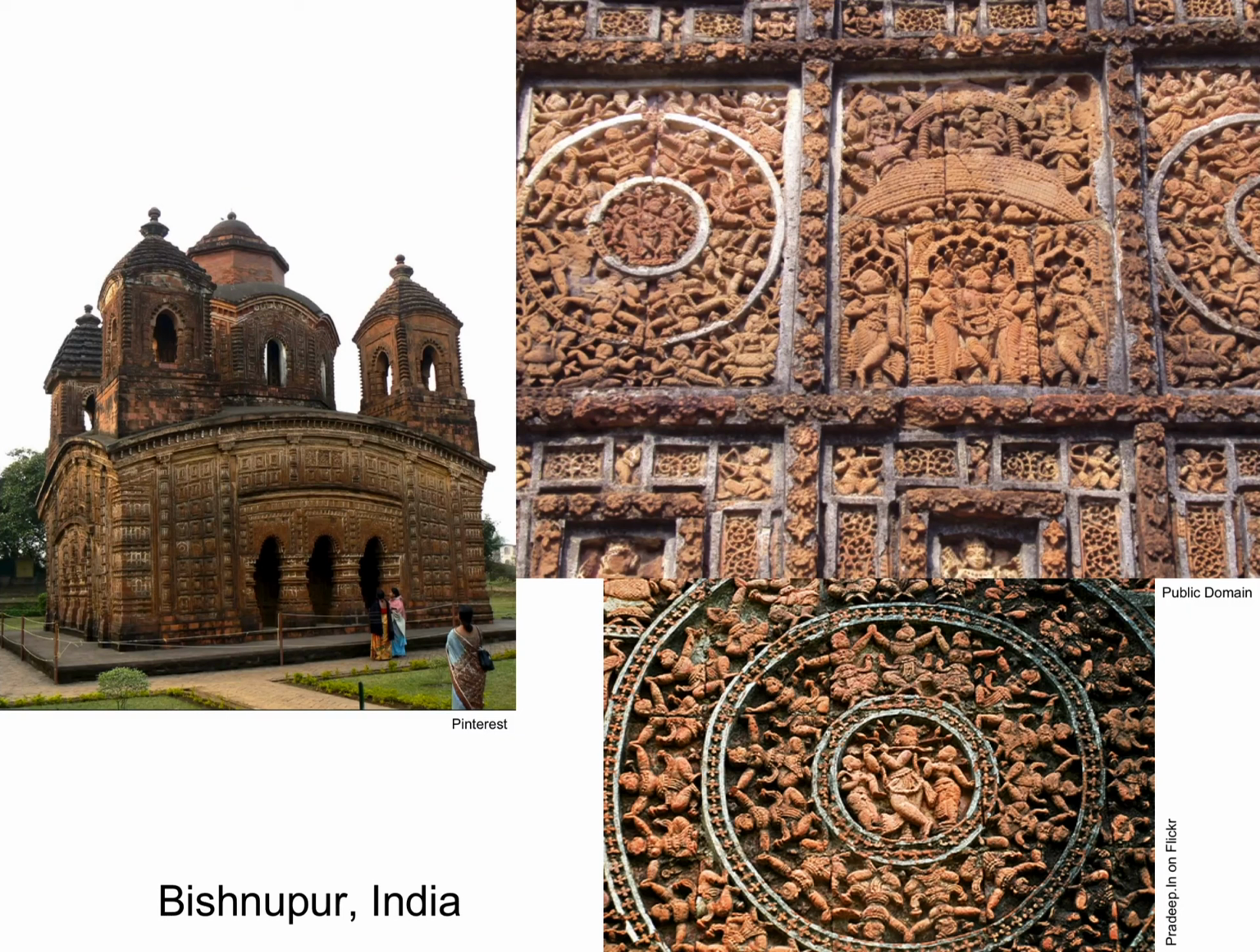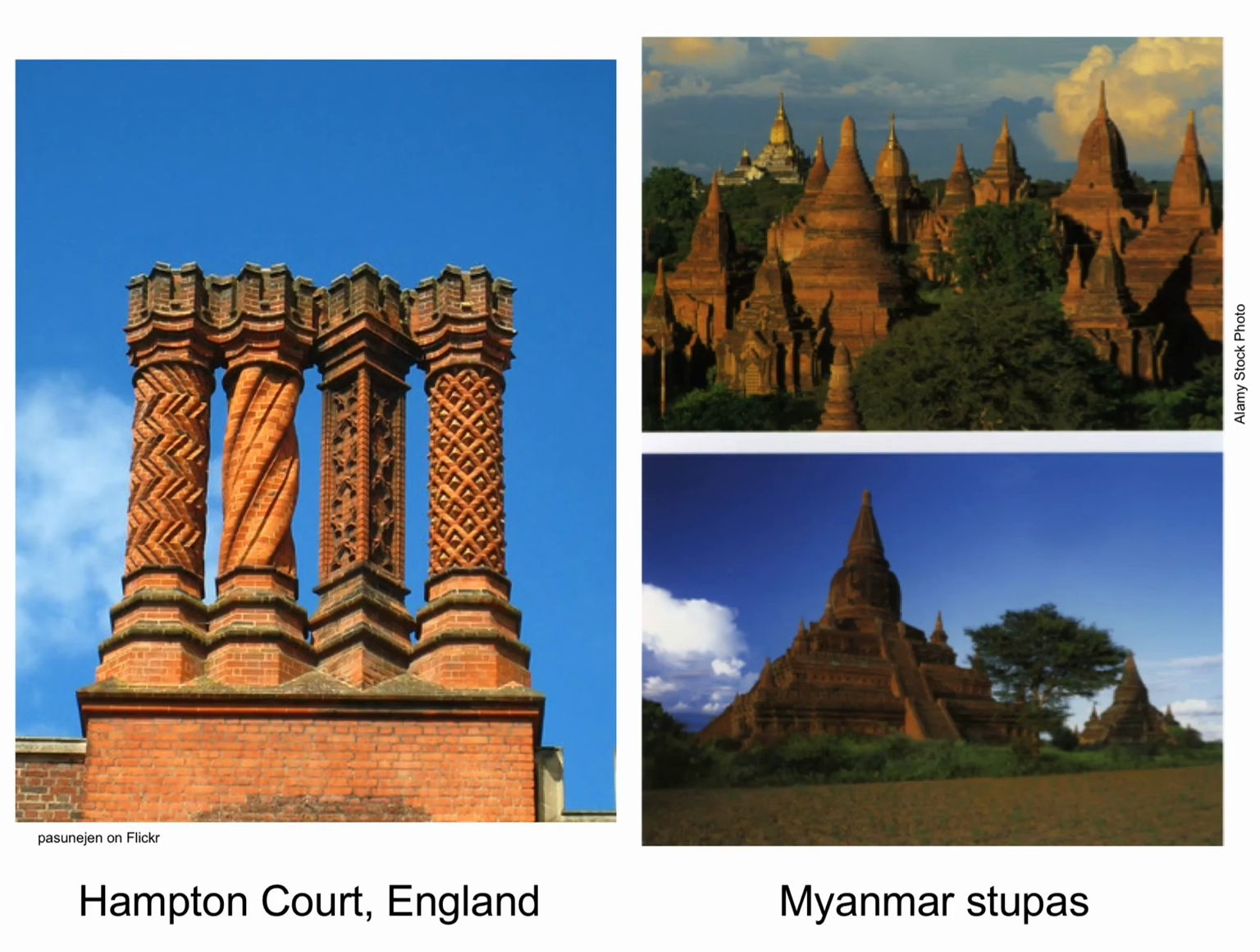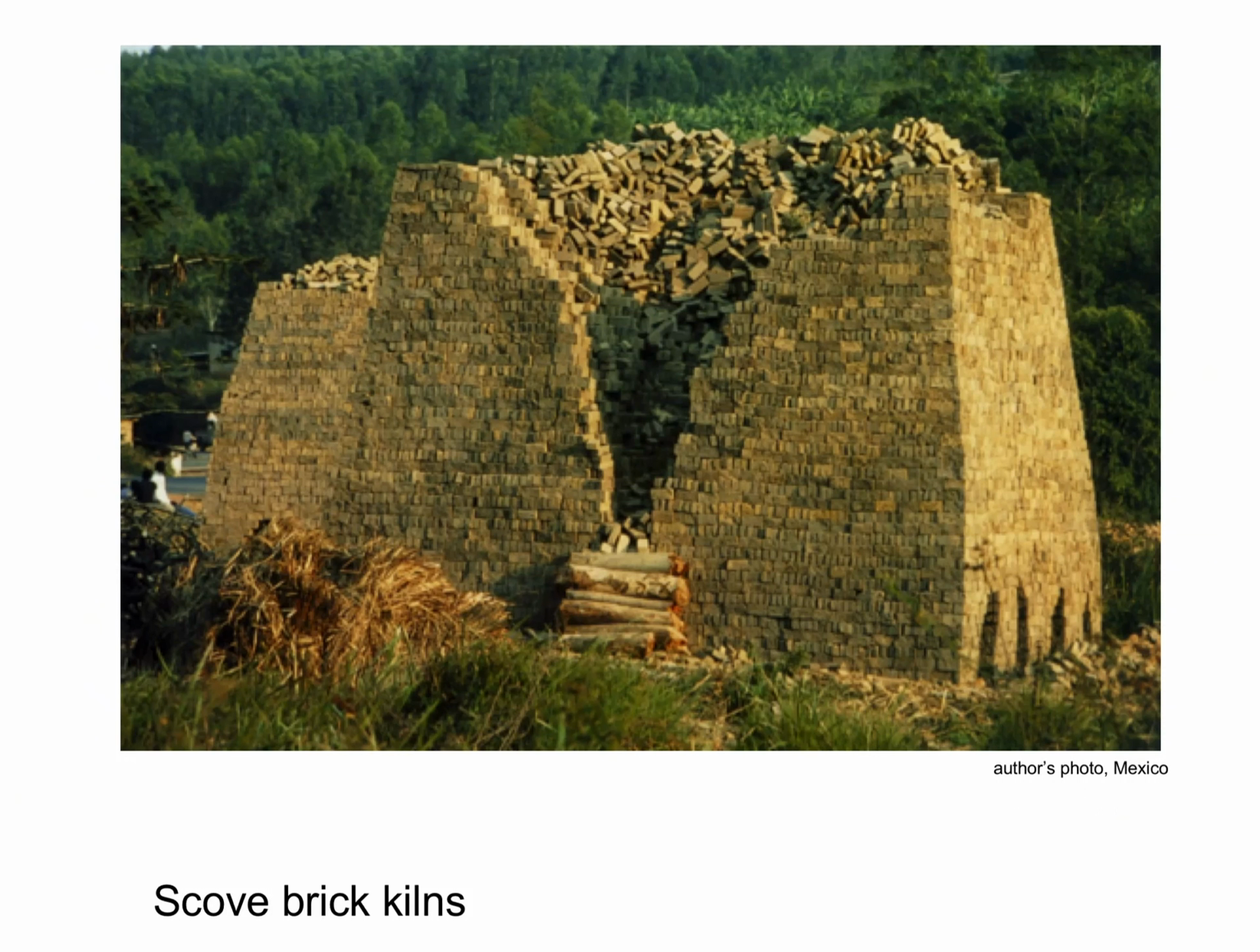An example of a temple from India with beautifully carved brick surfaces. The chimneys at Hampton Court in London, England, are very extraordinary. There are many chimneys on that building, and each one is distinctive and made with brick in a very unusual way. Myanmar is completely covered with thousands of those stupas built with bricks. This is an image of a stove kiln, which I described in the reading, so I will refer you to the reading and keep this image in mind when you do so to understand what I'm talking about.